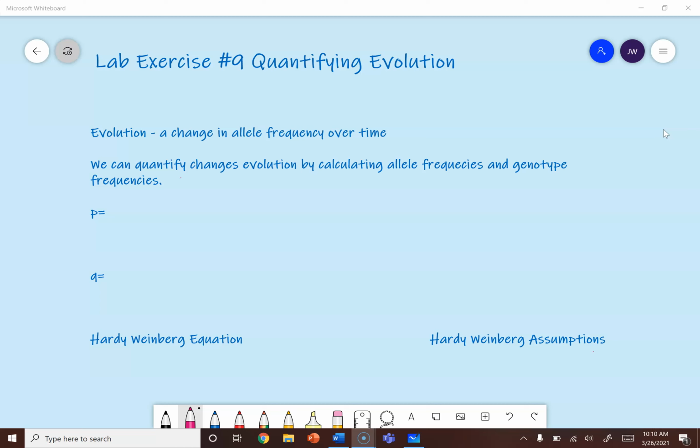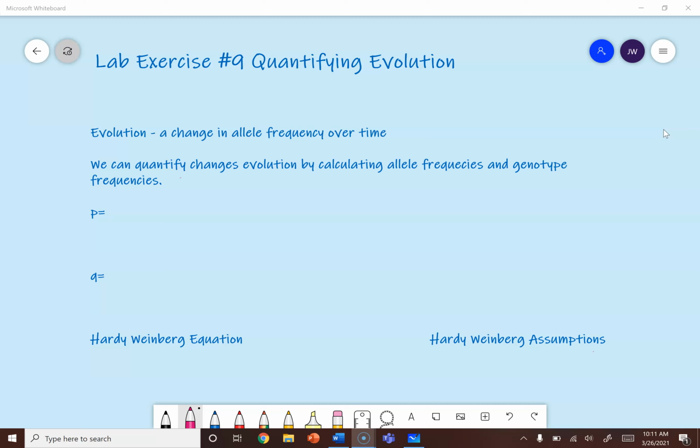Now in our lab last week, we looked at the change in the frequency of a trait. We were looking at how fur color changed in response to a selection pressure in an environment, or how the frequency of fur color changed in response to genetic drift.